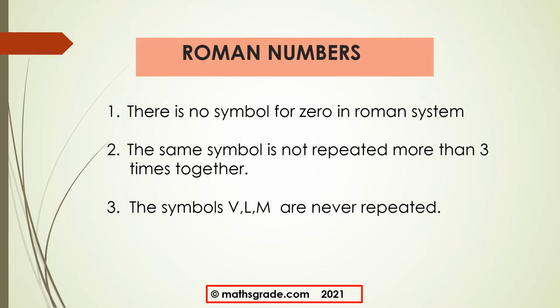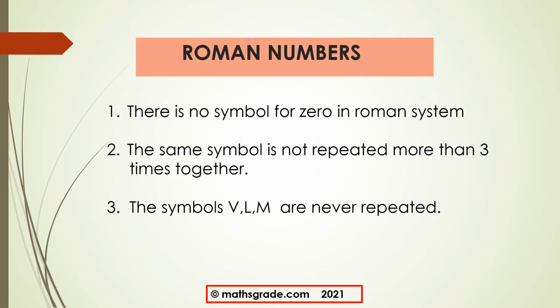And there is no symbol for 0 in the Roman system. 0 is not there in the Roman system, but in Hindu-Arabic numerals, 0 is there. 0 is a whole number, but in Roman numbers there is no symbol for 0. They start from 1 only, that is Roman 1. And V, L, M are written only one time. They are not written 2 times or 3 times. Other symbols except V, L, M are repeated only up to 3 times. They are not repeated more than 3 times.